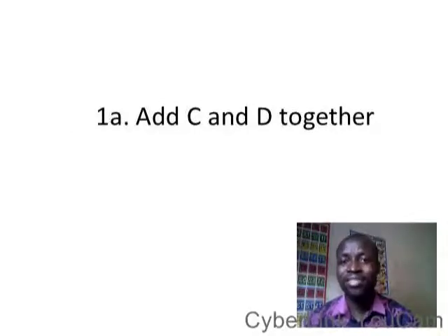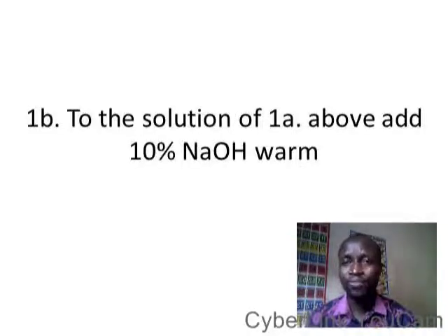Add C and D together. That's the first question. Take note of that. Add D and C together. Let's see the next one. Now, to the solution above. That is, the solution in which you have added D and C together, add 10% sodium hydroxide and warm. Apply gentle heat.